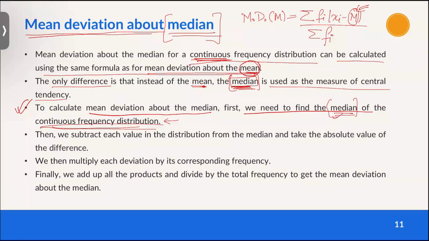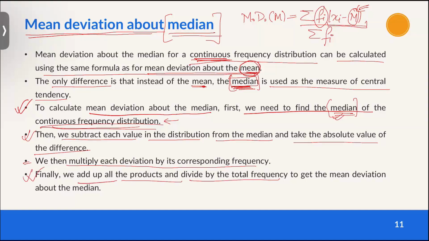Once we calculate this median, we subtract each value of the distribution from the median and take the absolute value of the difference. Then we multiply each deviation with its corresponding frequency. Finally, we add up all the products and divide by the total frequency and get the mean deviation about the median. So this is the formula it is talking about.